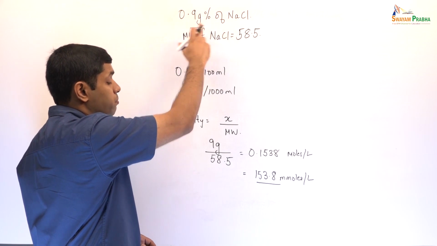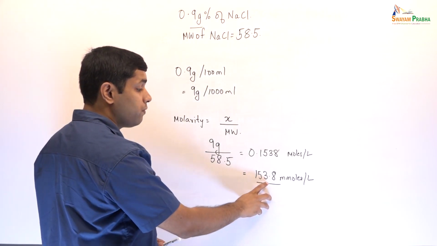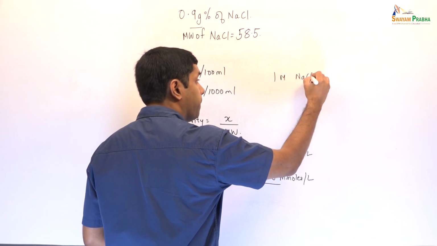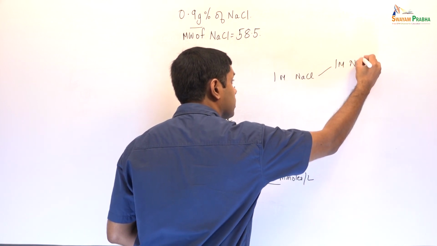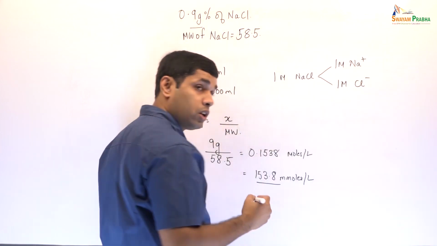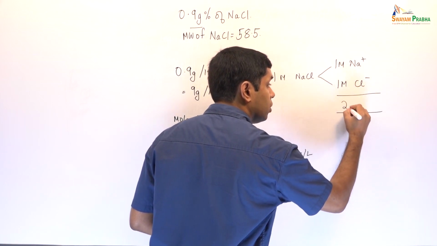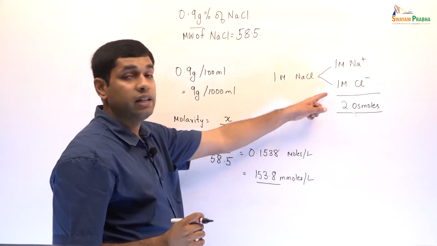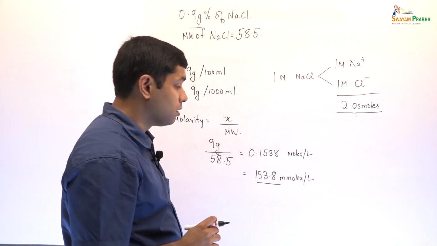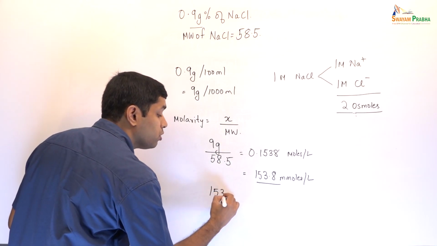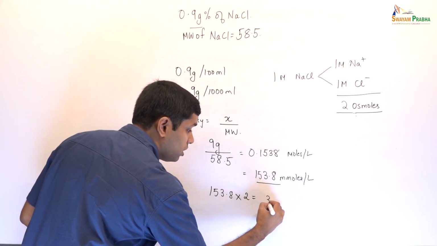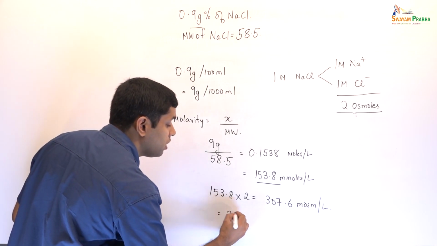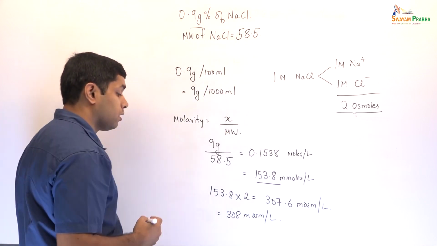So when we add 0.9 grams per 100 ml, we get a solution that has a molarity of 153.8 millimoles per liter. But now we know that when we add 1 mole of NaCl, this will give us 1 mole of Na plus, and it will also give us 1 mole of Cl minus. So when we calculate the total number of osmotically active particles, we will have 2 not moles but 2 osmoles. So 153.8 millimoles per liter of sodium chloride will correspond to 153.8 times 2, that's equal to 307.6 milliosmoles per liter, or we can roughly say about 308 milliosmoles per liter. This is our osmolarity.